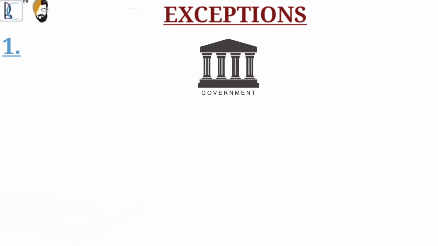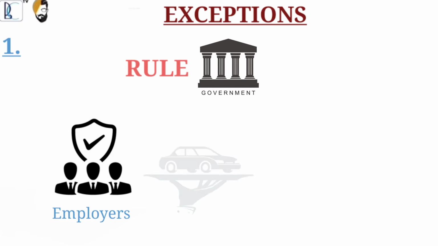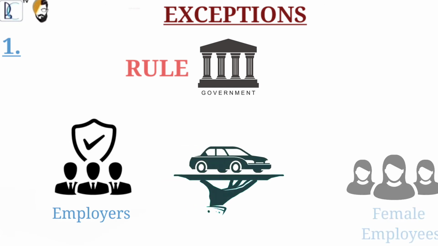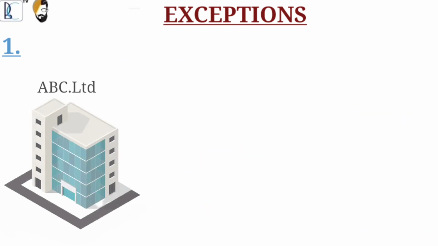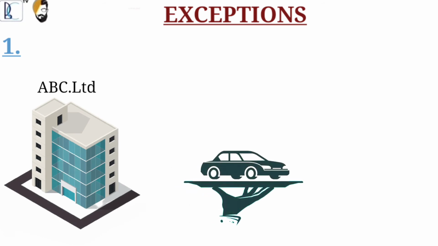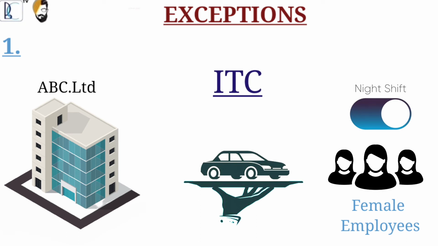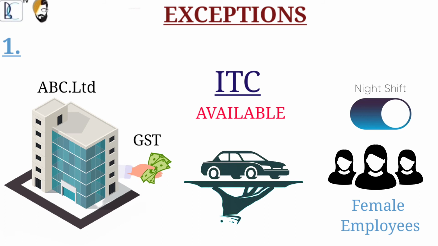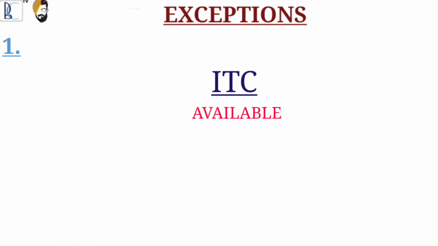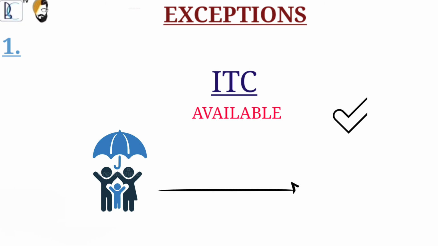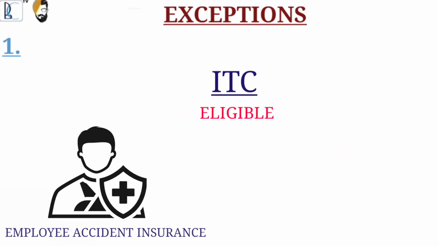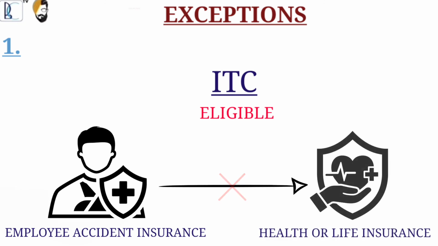Assuming the government passes a rule for all employers to provide mandatory cab services to female staff in night shifts. ABC Limited hires a rent-a-cab to provide the transportation to its female staff on night shifts. Then ITC will be available to ABC Limited on the GST paid to the rent-a-cab service. ITC is available if insurance is taken to fulfill government obligation. ITC is eligible for employee accident insurance, as it does not fall under the category of health or life insurance.